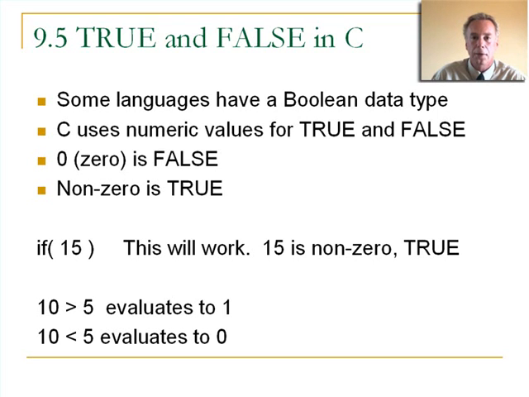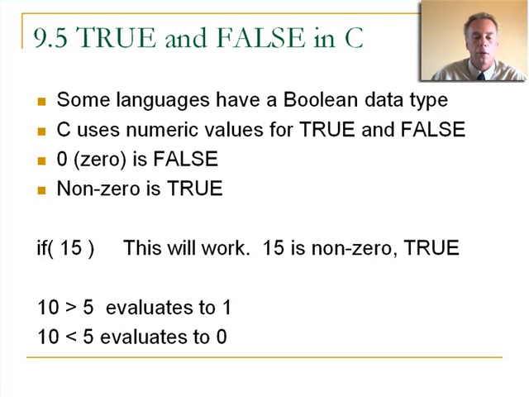So that allows some things to be written in C that don't really make sense. For example, if 15, that as an if statement wouldn't make sense to me, but in C it does make sense because 15 is a non-zero value, and that would evaluate to true. So that if statement would say the flow of control goes inside of the if because 15 is not a 0.